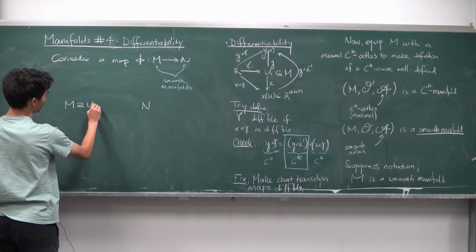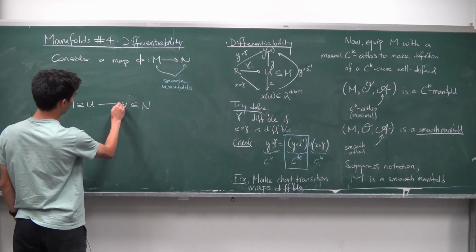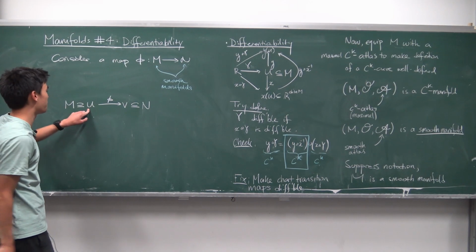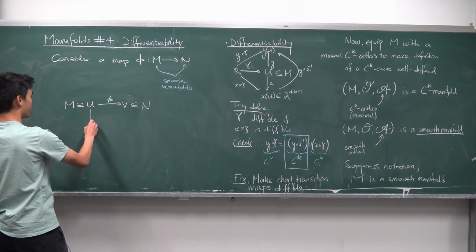So we have, let's say, some chart domain U here and then some chart domain V here. Then we have our map phi, which goes between them. Technically phi restricted to U, but whatever. And to determine the differentiability of this phi, we can go down to charts here.